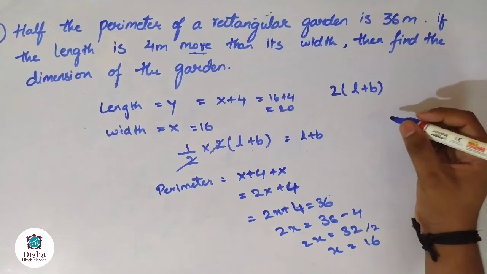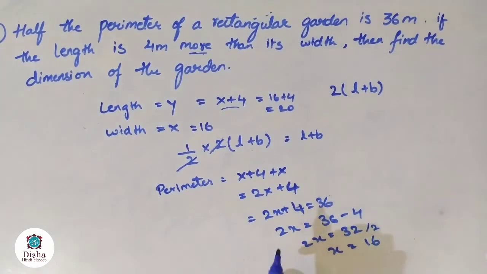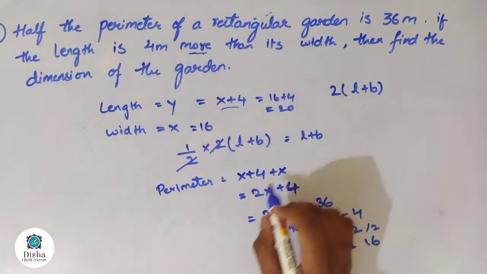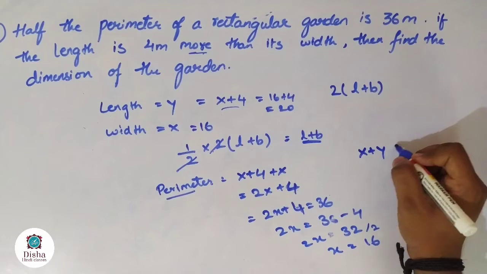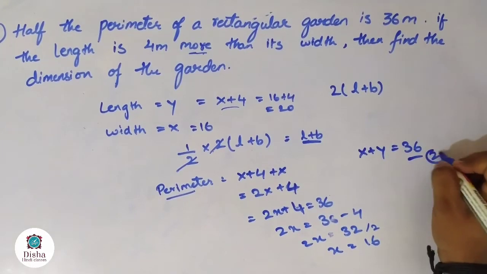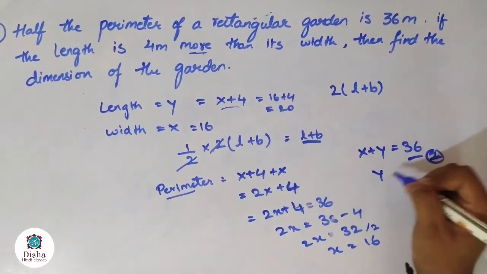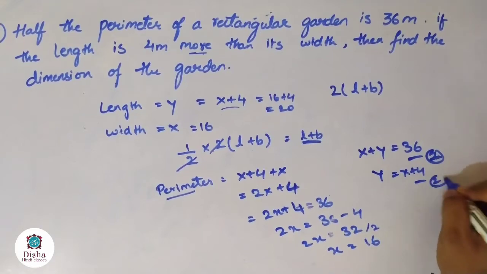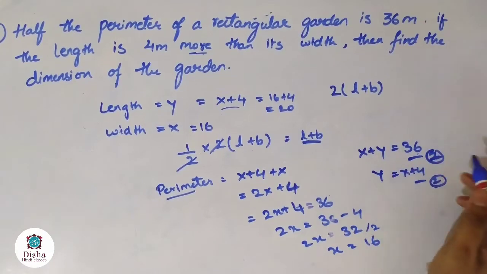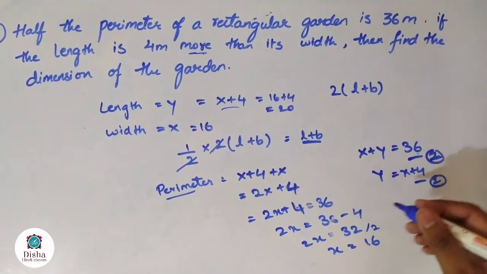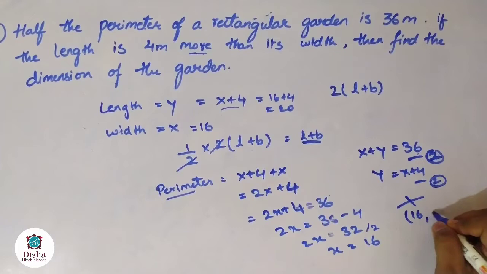If you go with the graphical method, what will you get? You have x plus y equals 36 as your first equation, and y equals x plus 4 as your second equation. So now you will substitute x and y values and get some points. You have to plot those in the graph. Then you will get an intersecting point at 16, 20.